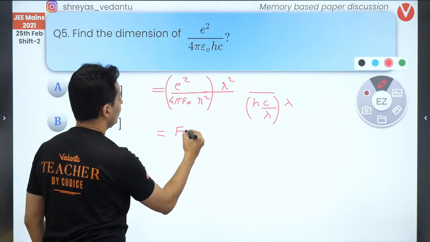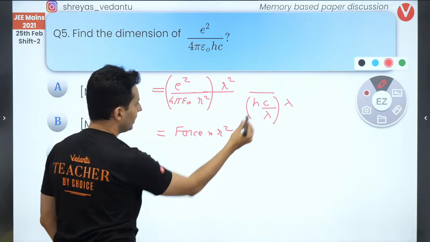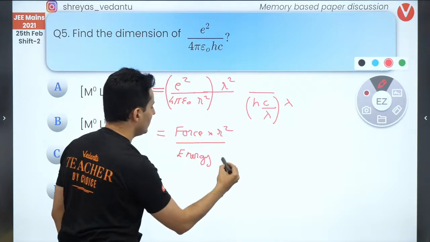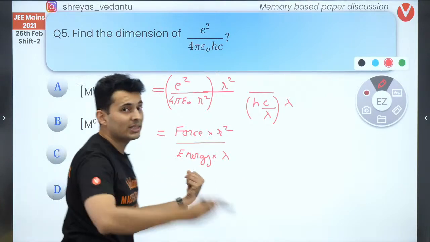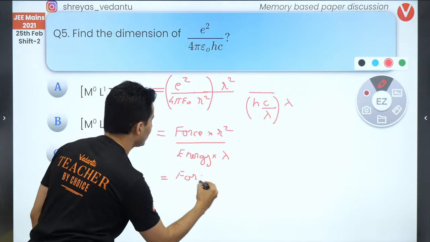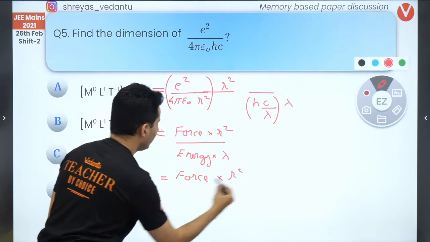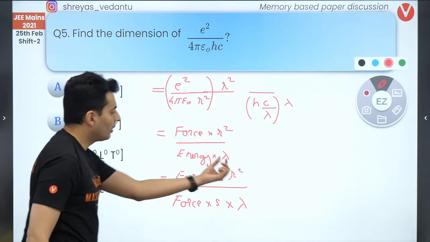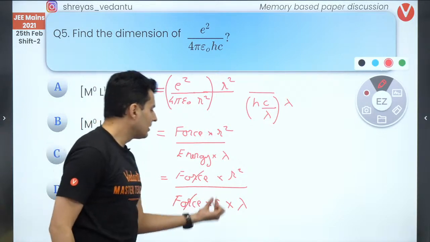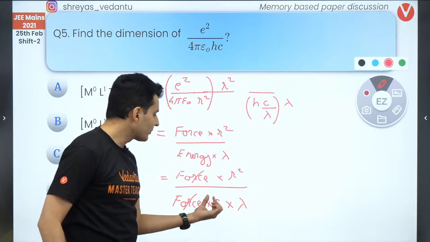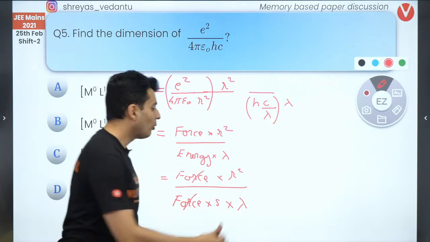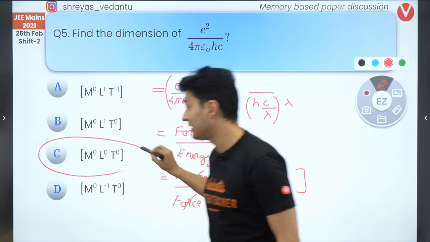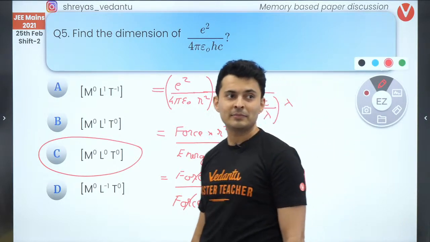So, I will get this as force multiplied by r square, and this is nothing but energy, and this is lambda below over here. Now, energy is force into displacement, guys. So it will become force into r square upon energy, which is force multiplied by displacement, and lambda. Now, don't you see, force and force get cancelled. Displacement has the units of meters square. So, what will happen dimensionally? It will be dimensionless. Correct. The answer is C, not B. Be careful, Siddharth.